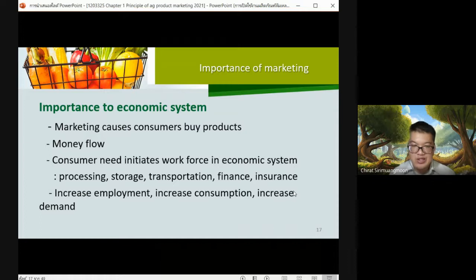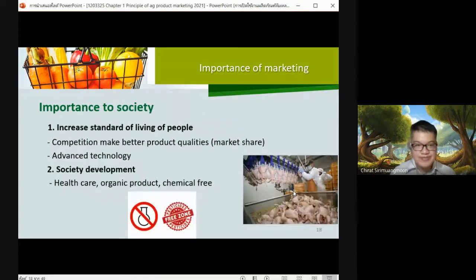You need to store the raw materials. You need to transfer the raw materials. You need to have the financial support for producing the food. You need to have the insurance, and also if you have a food company, you need to have employment. Then if you can produce the food or the product that the consumer needs, it can increase the consumption and the demand on the market happens. So this is how the economic system gets involved in marketing issues.